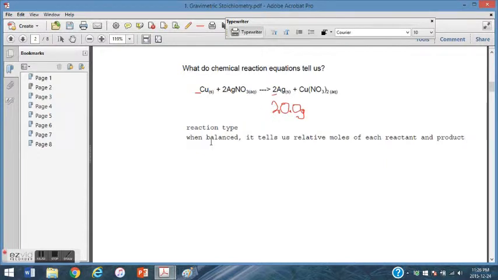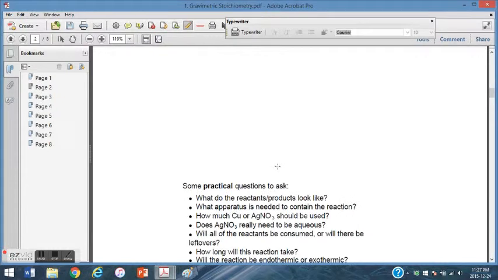Okay. Now, because we know these things, we can do some very important and very useful things. We can start to make predictions. If I know how many moles this 20 grams is, I can predict how many moles of copper, how many moles of silver nitrate do I need to get there. That's kind of what this whole last unit is talking about, is looking at chemical reaction equations and then doing something useful with them.